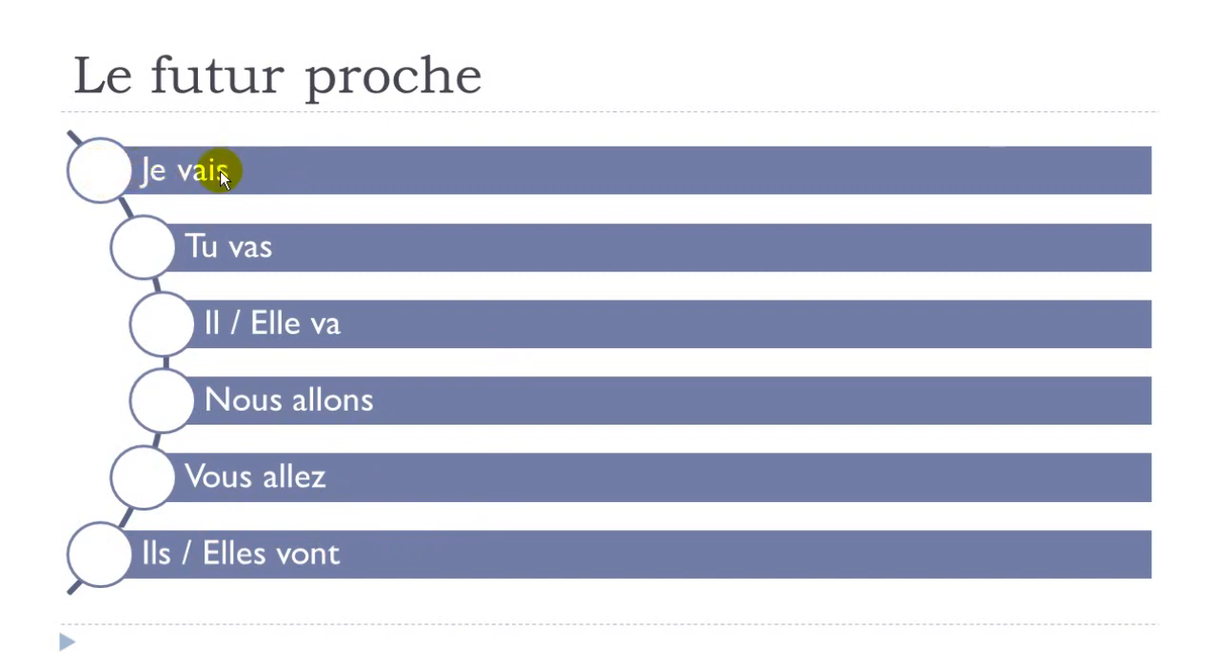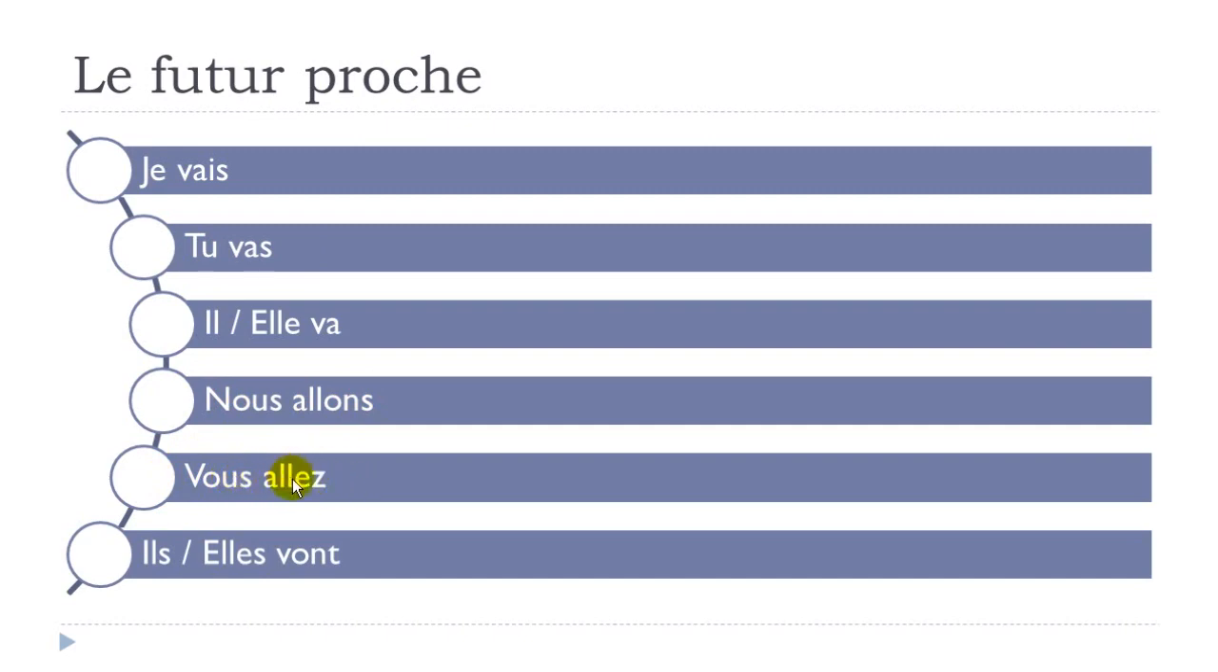Je vais, final S not pronounced here, and remember when you combine this A and I together, you get the sound E, so really open. Je vais. Tu vas, final S not pronounced. Tu vas. Il va, elle va. Nous allons. Remember, final S not pronounced. O and N together, it's on. And then we'll make this little link between the two, what we call the liaison. Nous allons. Okay? Then, vous allez.